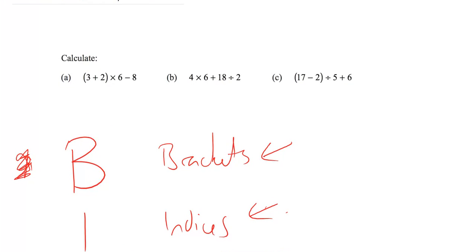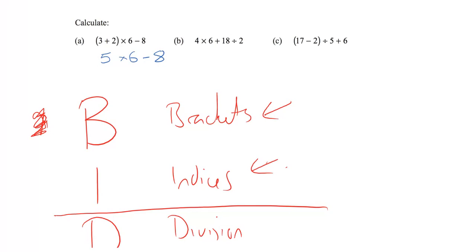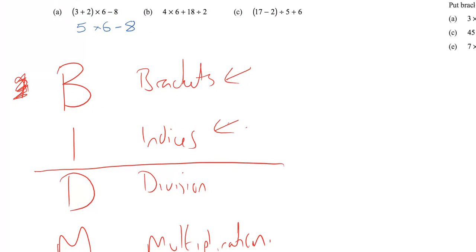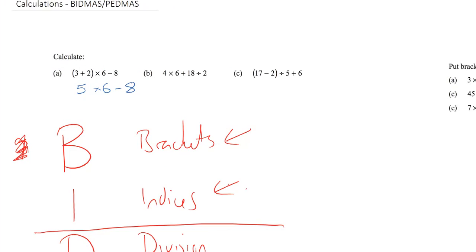So starting with A, in the example you can see, we've got to take the brackets first. So that means we've got to do the 3 plus 2 first. So we can write this as 5 times 6 minus 8. Right, after that, we haven't got any exponents. We don't have any division, so we've got to do that multiplication next. So we're going to do 5 times 6, which is 30. And so our final answer for this question is going to be 22. 30 take away 8 is 22.